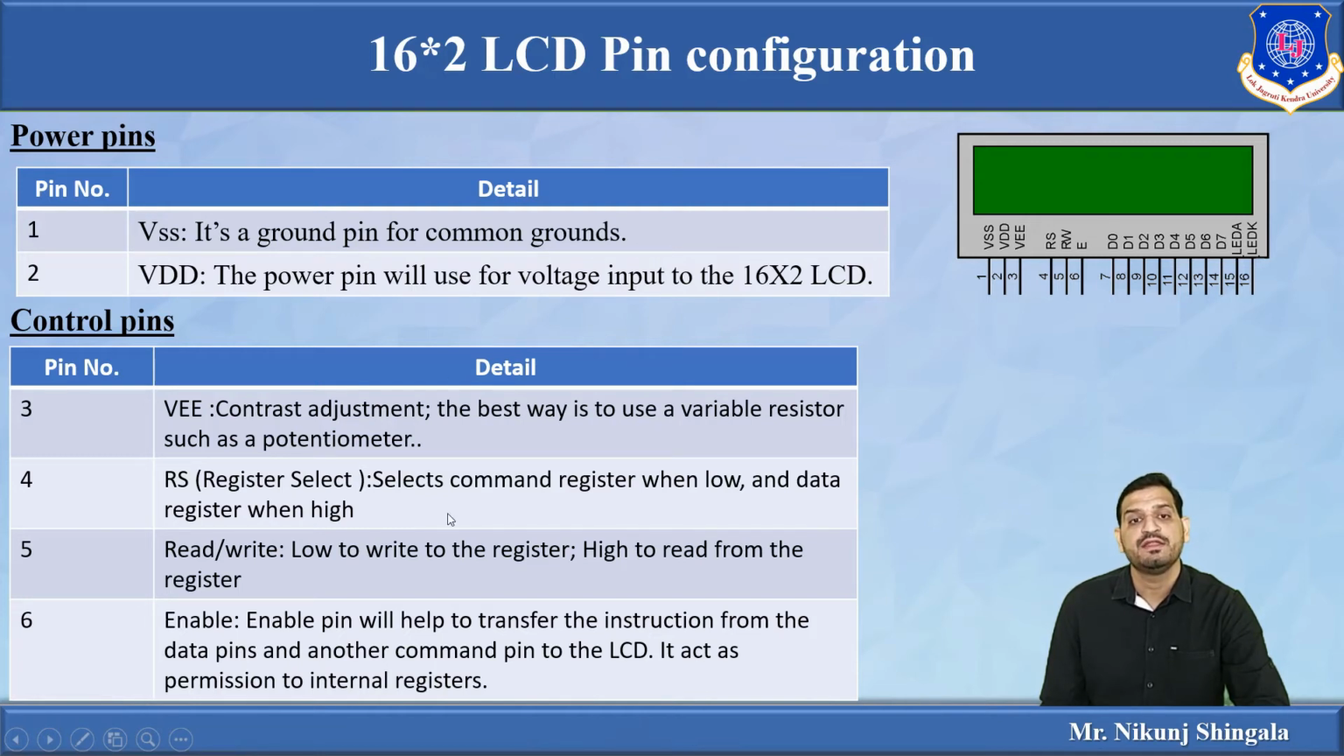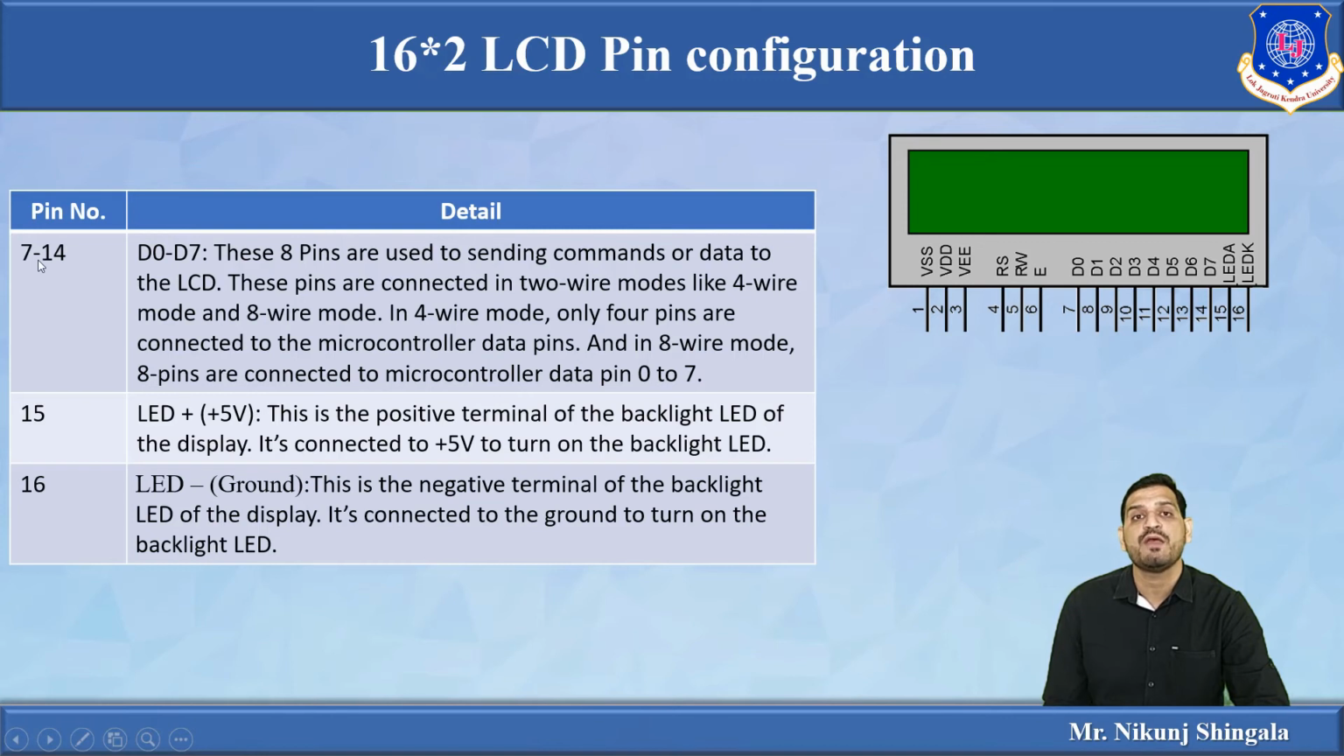The RS pin is register select. It selects the command register when low and the data register when high. So it is used if you want to give some command or display data on the LCD. Read/write: if you want to write something on the LCD, that pin should be low. If you want to read from the LCD, that pin should be high. The enable pin helps to transfer the instruction from the data pins and the other command pins from the Arduino to the LCD. It gives permission to the internal register. Then the data pins are there, pins 7 to 14. Basically, these 8 pins are used for sending commands or data to the LCD.